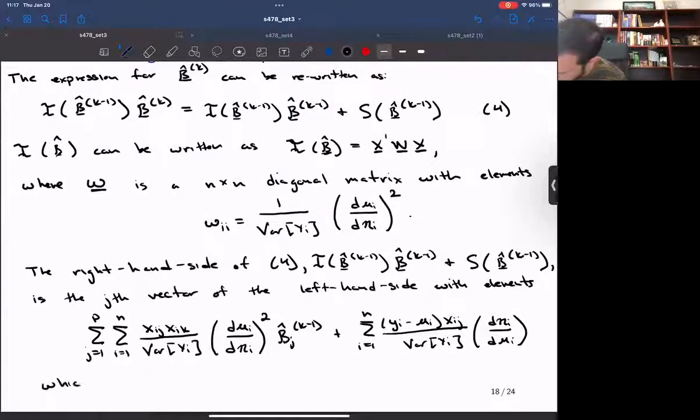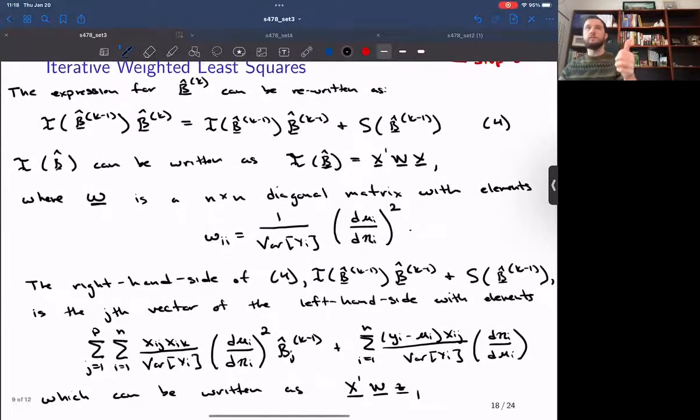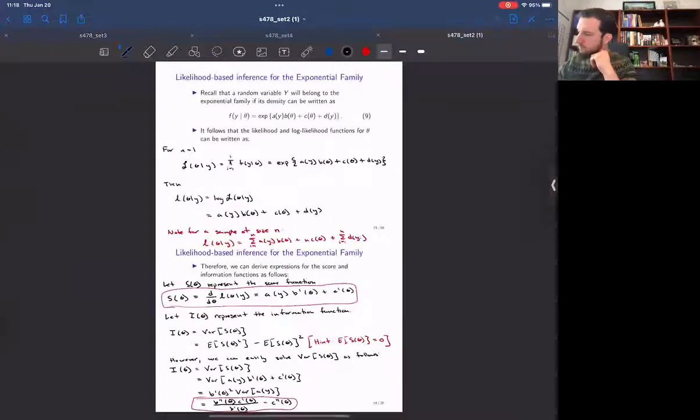Which can be written as X transpose W Z. Okay, so we started from, yeah, thanks, I just saw the comment, slide 14. Yes.